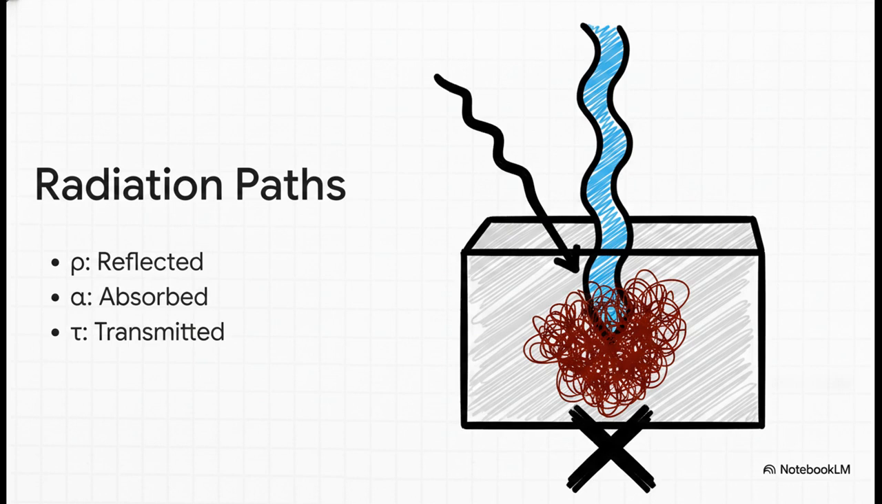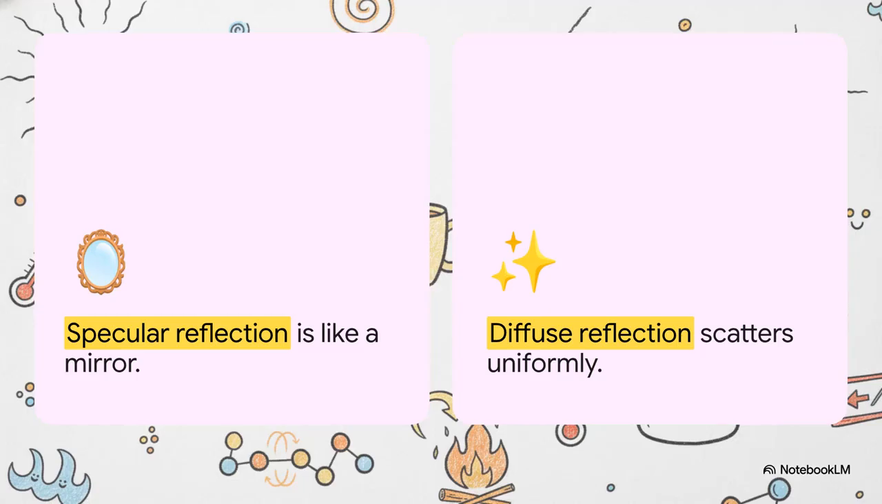For them, transmissivity is basically 0. It's all about bouncing or absorbing. When that energy does bounce or reflect, it happens in 2 main ways. Specular reflection is exactly like a mirror. The angle the radiation comes in perfectly equals the angle it bounces out. Diffuse reflection, on the other hand, means the incoming beam is scattered uniformly in all directions.